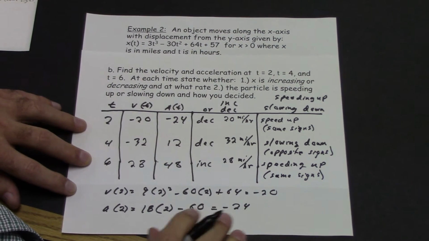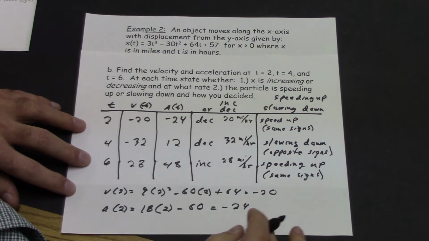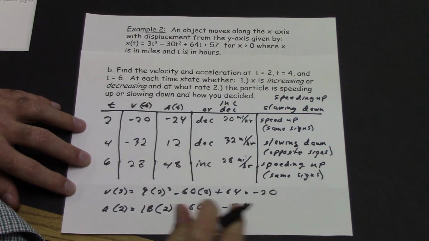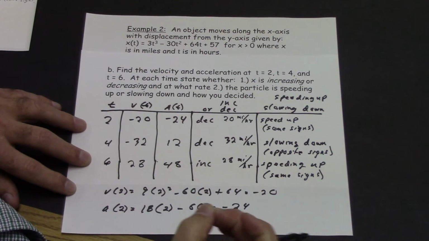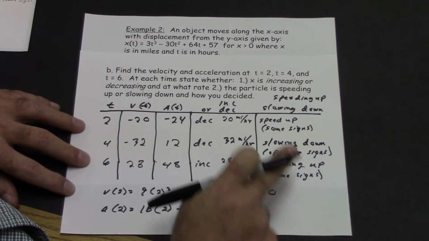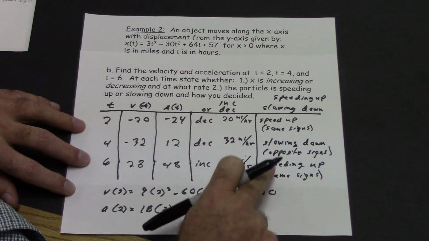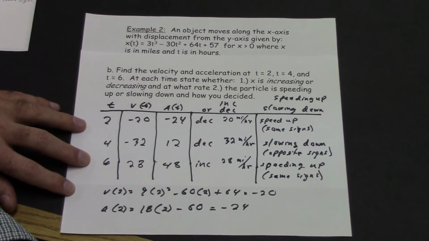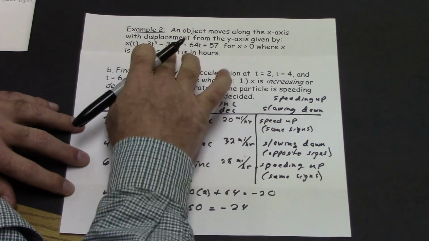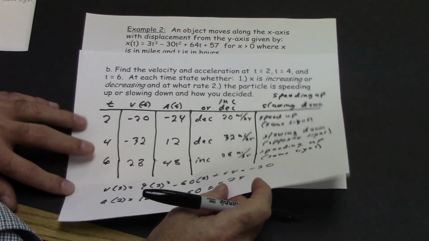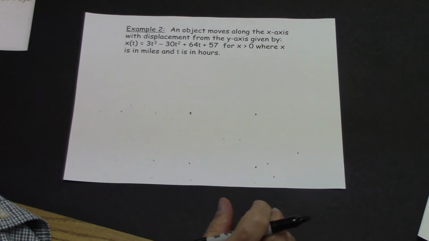And once again, you have to remember that to determine whether a particle is speeding up or slowing down, you have to compare the velocity and the acceleration at that particular time. If they got the same signs, the particle is speeding up. They got opposite signs, it's going to be slowing down. Okay, this is part B of our question. Now, once again, we're going to use the same position function again. And we got one more part here to do.